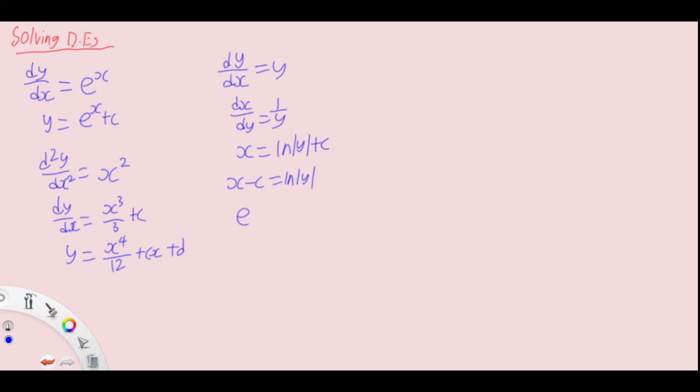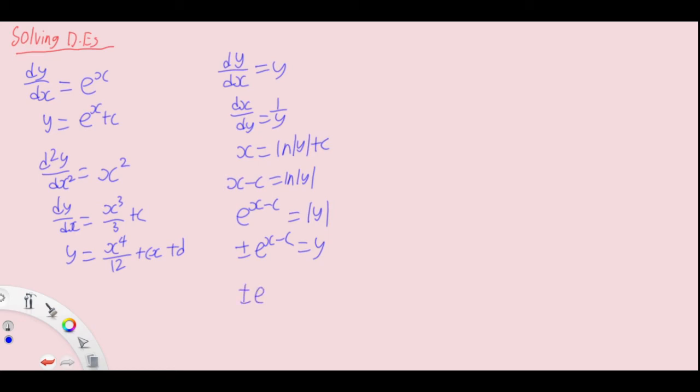So first we have x minus c equals ln|y|. So we put the function e on both sides to give us e^(x−c) equals |y|. So since it is modulus y, to get rid of the modulus sign, it means that y can be positive or negative. Therefore, we have plus minus e^(x−c).